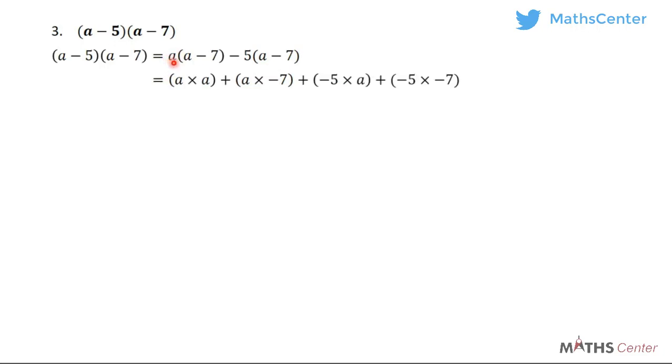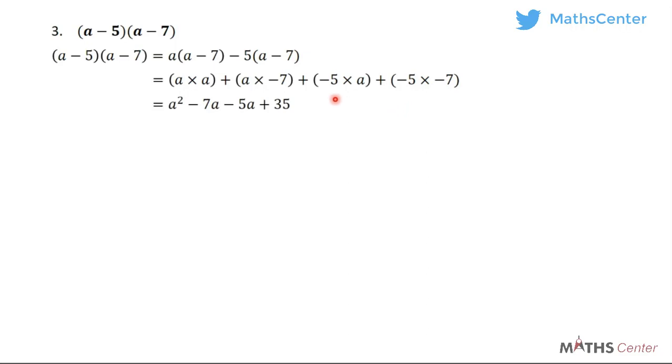So we are going to get a times a in the first bracket. Then since this bracket is closed, you bring your addition sign. So plus a times minus 7. Then you bring your addition sign again. Then you come to this side here. What is outside the bracket is minus 5. So minus 5 times a in the bracket here. Then plus, what is outside here is minus 7. So minus 7 times minus 7 in another bracket.